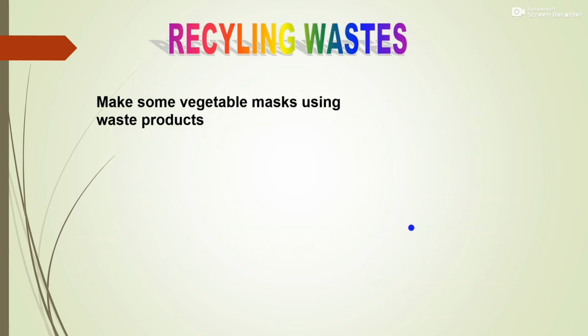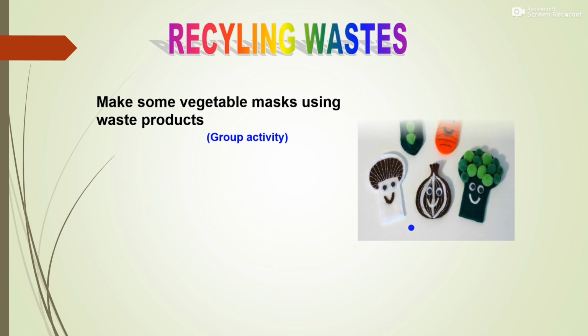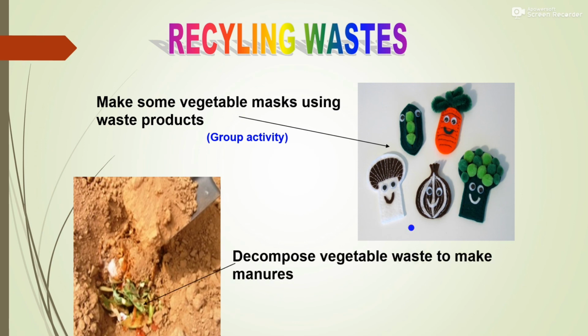Now recycling waste: make some vegetable marks using waste product. This is a group activity. We will make some vegetable marks using waste product and decompose vegetable waste to make manure. Manure is used in a field to grow grains like rice. So first we have to make manure using the vegetable waste, then we can use the manure in our field. So decompose vegetable waste to make manure.